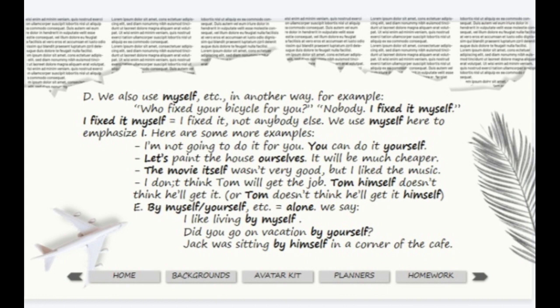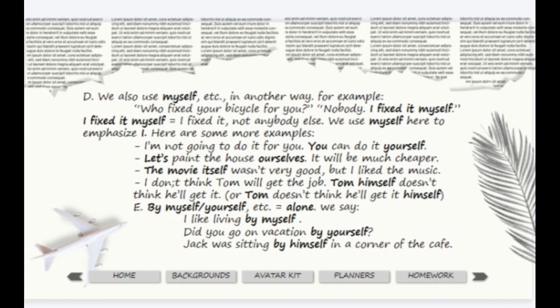D. We also use myself and etc. in another way. For example, who fixed your bicycle for you? Nobody. I fixed it myself. It means I fixed it, not anybody else. We use myself here to emphasize I. Here are some more examples. I am not going to do it for you. You can do it yourself.